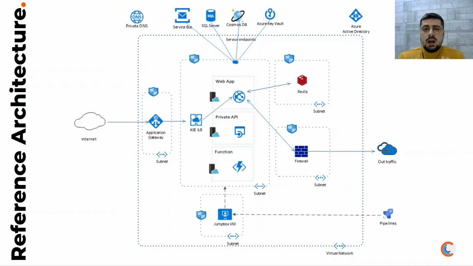Since the ASE is internal to the virtual network, a virtual machine is used as a jump box inside the VNet to deploy apps in the App Service plans. The pipeline builds the application outside the VNet for enhanced security and seamless RDP and SSH connection. Consider using the recently released Azure Bastion as a jump box.